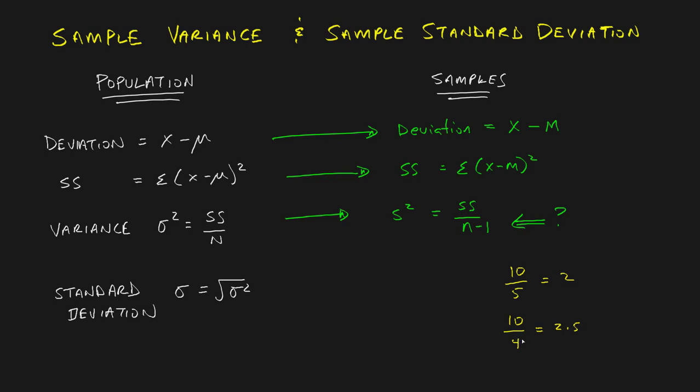In fact, let me just make sure I've got my math right here. That's a 25% increase, going from 2 to 2.5. It's a sizable increase when you've taken 1 away from your denominator. So why would I do that? What's going on with that? Well, to make sense of it, let me make a bit of space here.